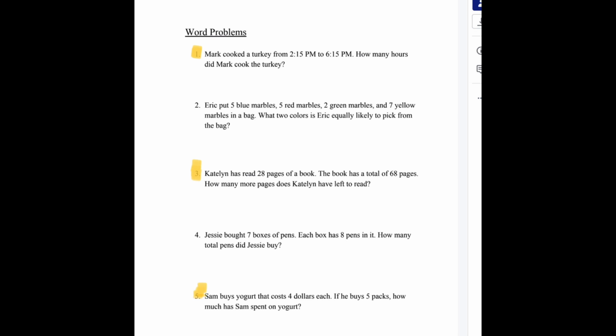So we have to subtract the time. So 6:15 minus 2:15. So these cancel out. So we're left with 6 minus 2 equals 4. So it's 4 hours.